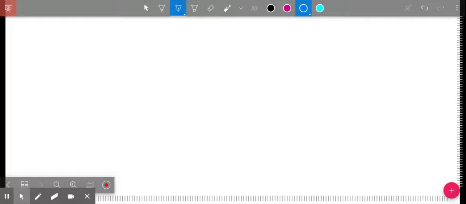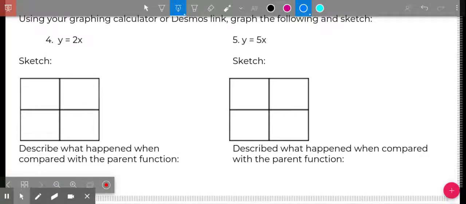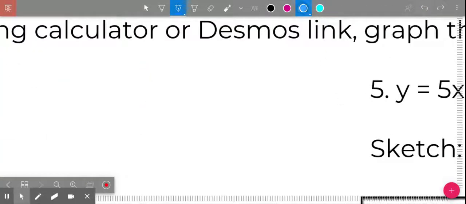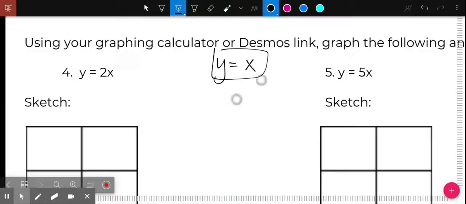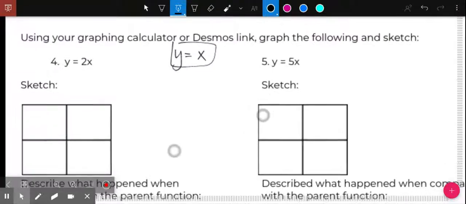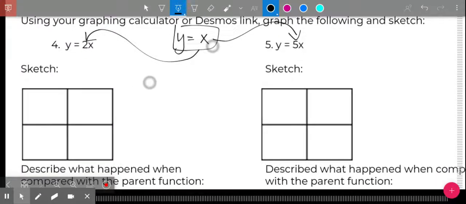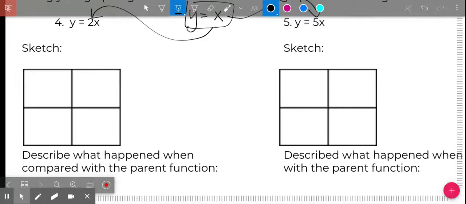Moving right along. So now we're looking at these new ones. Just a reminder, our parent function is y equals x. If we look at these two, notice that now I have whole numbers in front of the x. I have a 2 and I have a 5. So we're going to start with y equals 2x. We're going to start by giving a sketch of the parent function. I want everybody to grab their handy dandy calculator and graph y equals 2x and give me a sketch.